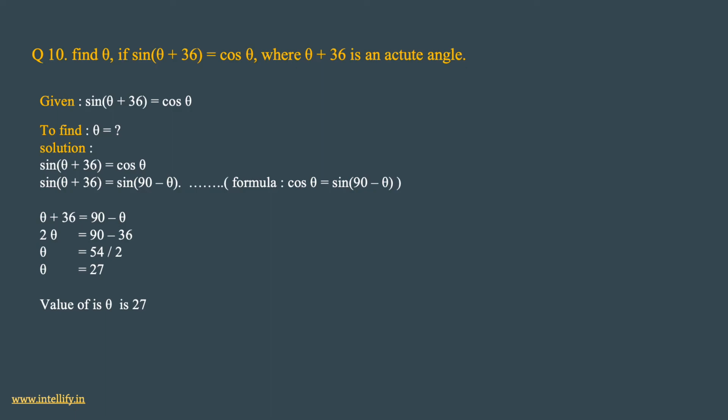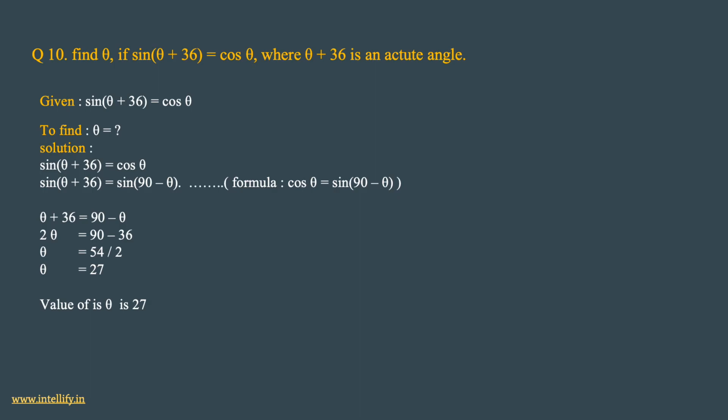Find theta if sin of theta plus 36 is equal to cos theta, where theta plus 36 is an acute angle. So, what's given in the problem statement is sin of theta plus 36 is equal to cos theta and we need to find the value of theta.